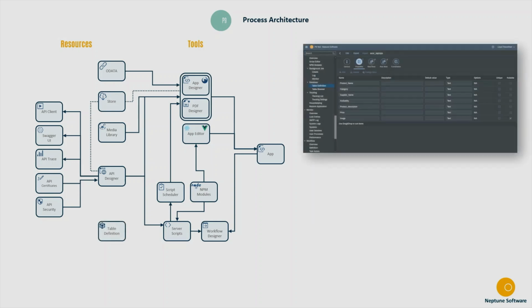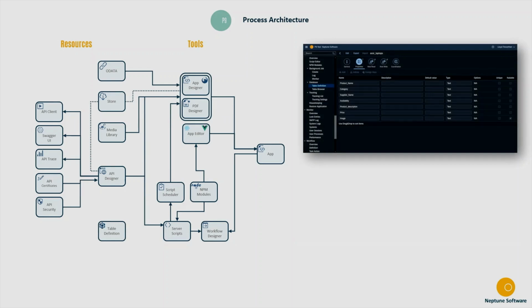The table definition utility allows you to define a table schema and metadata. Here you can create and maintain database tables. You can import database schema from external sources and automatically generate REST APIs from table definitions to use in the App Designer.